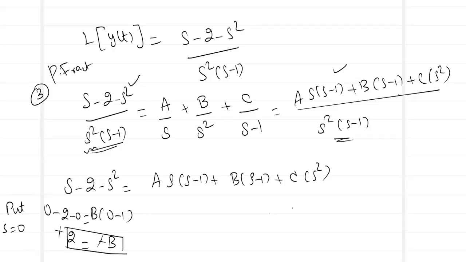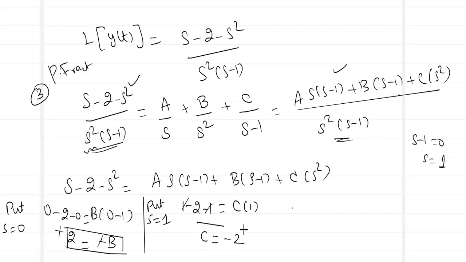For the second case, let me compare what the factor is. The factor is s minus 1. If I put s minus 1 as 0, I will have s equal to 1. So I substitute s equal to 1 on both sides of my equation. When I substitute s as 1, I have 1 minus 2 minus 1 square, which is minus 1 on the left. On the right, 1 minus 1 becomes 0 in the first two terms, and I have C times 1. So minus 1 equals C, and C is given the value minus 1.